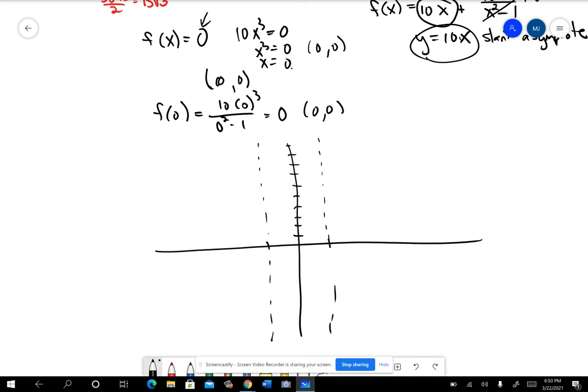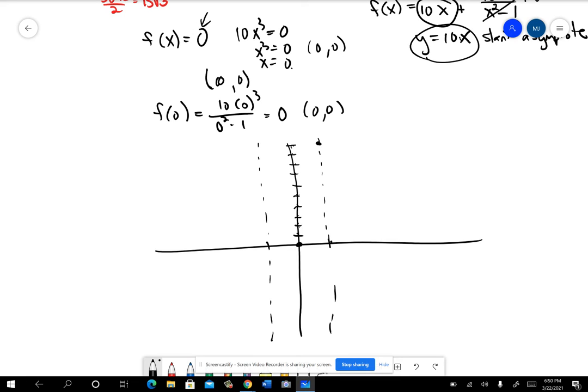It means when I'm at 0, I have a 0, but when I plug in a 1, I'd be at 10. 1, 2, 3, 4, 5, 6, 7, 8, 9, 10. Now that's not a point on the graph. That's not going to be on the graph.